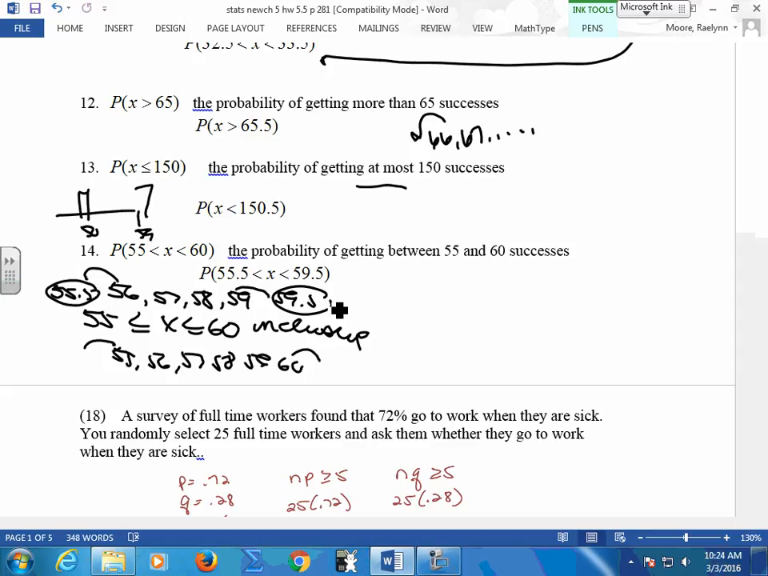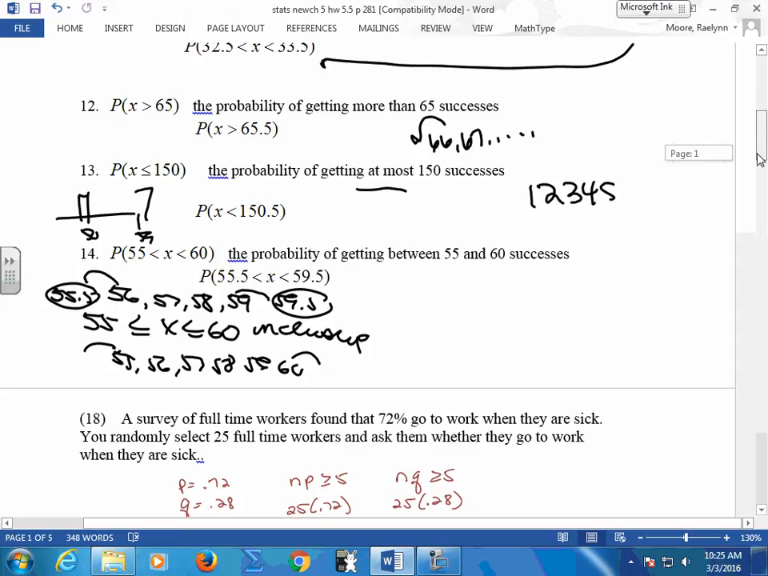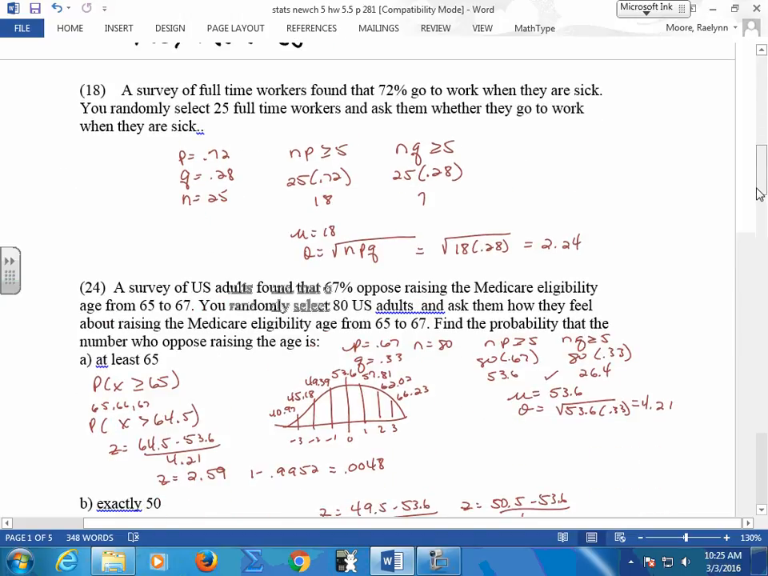Like if you think of the numbers 1, 2, 3, 4, 5, and I said, what are the numbers between 1 and 4? What numbers are between 1 and 4? 2 and 3. What numbers are between 1 and 4 inclusive? 1, 2, 3, 4. That's the difference between a less than, and a less than or equal to. So if we write them out, we can see them a little bit better. And in the beginning, write them out. I still write them out. If you make a mistake there, then your area is wrong.